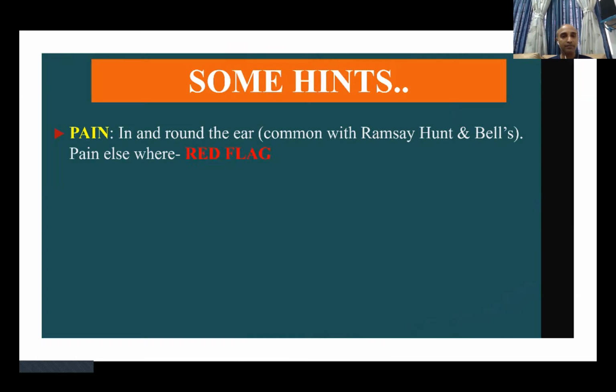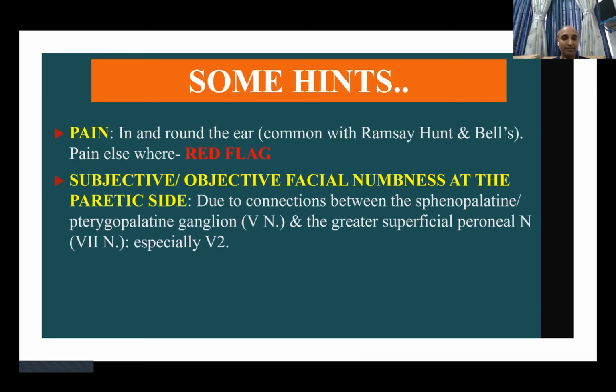intracranial pressure. So whenever you are examining a patient with facial nerve palsy, the lower motor neuron type, you try and remember some hints. So what are these hints? Whenever you see pain around the ear or around the mastoid, this is more commonly seen in patients with Ramsay Hunt and Bell's facial nerve palsies. But if you get pain elsewhere, say in the scalp, in the neck, in the jaw, then you're looking at something else. These are red flags. It may be a parotid tumor, it may be a temporal arteritis, which has presented as a facial nerve palsy.